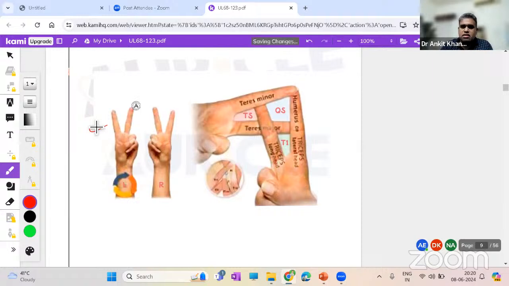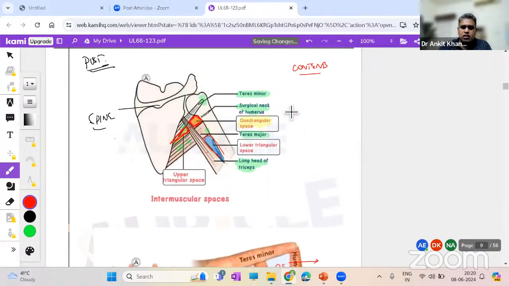The next thing is what actually passes through these spaces. See, the quadrangular space is close to the surgical neck of the humerus, as you can see over here. So which nerve should be over here? The axillary nerve and the posterior circumflex humeral vessels. The upper triangular space is close to the lateral border of the scapula. So here you have the circumflex scapular vessel.